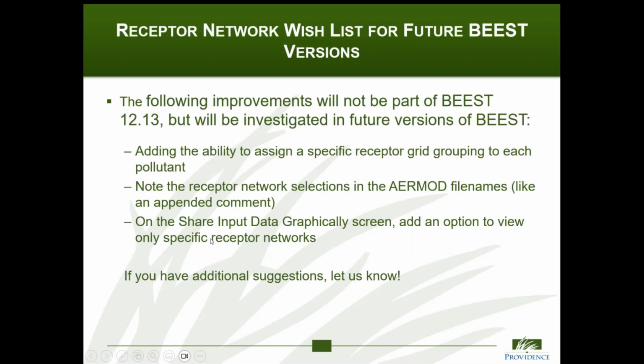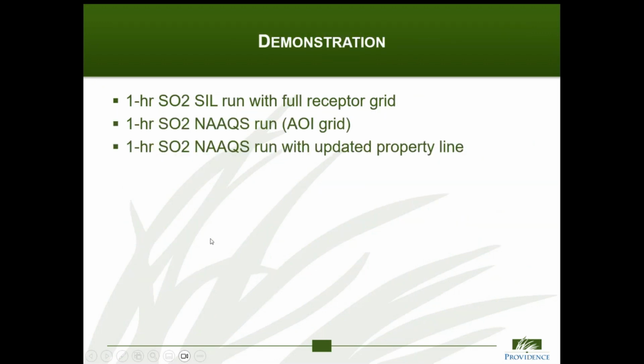Okay, we're going to do a little demonstration of a 1 hour SO2 SIL run, which starts with a full receptor grid. We're going to figure out the area of impacts caused by that run, and then do a next run with it. We're not actually going to do the run, I'm just going to show you how to do it. And then we will talk about maybe changing the property line and seeing what that does.